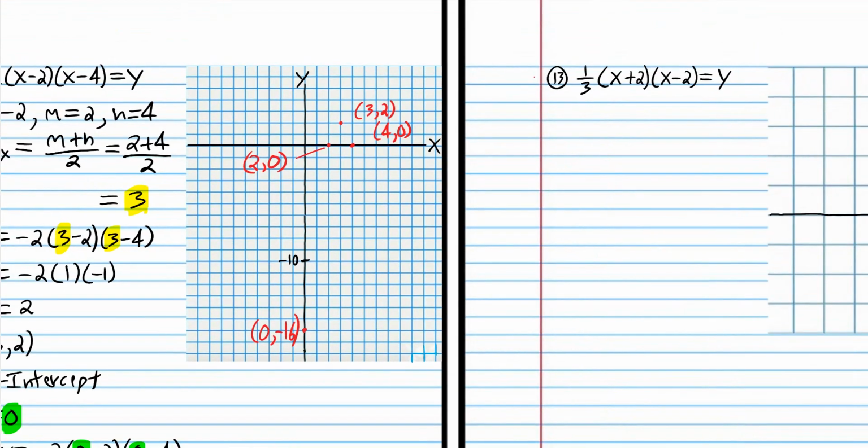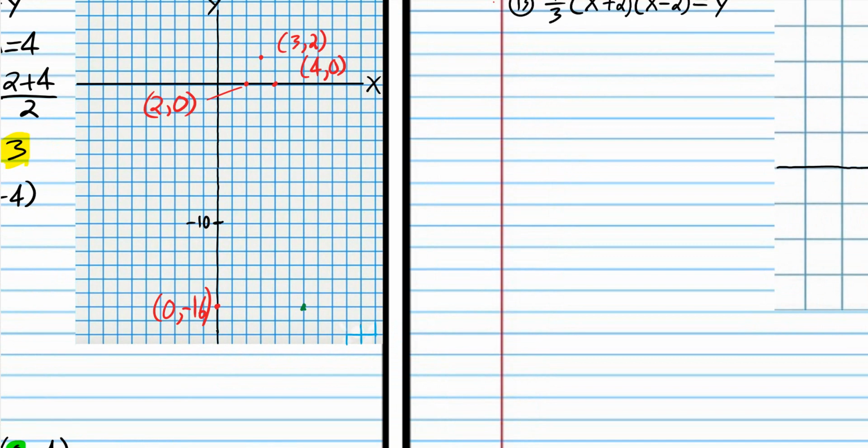Okay, now we're ready to connect the dots. And we're probably going to need to use symmetry to find another point over here so our parabola doesn't look weird. So that's going to be right about here. I'm not going to make you actually write the coordinates of that point, but we're just using it for reference.